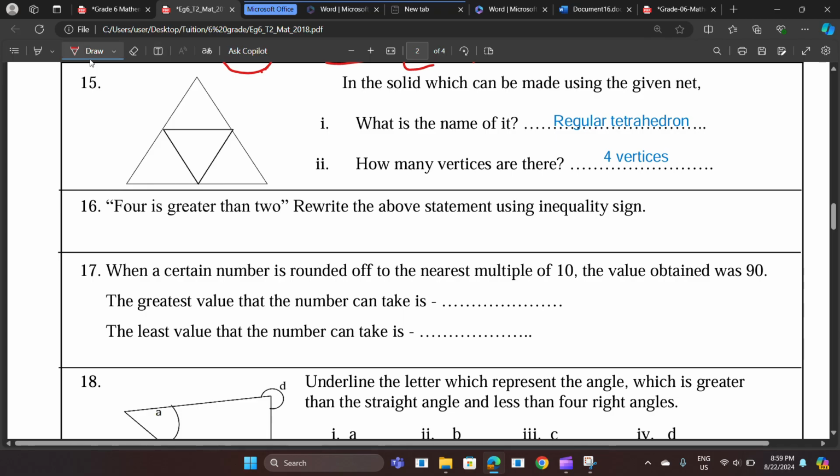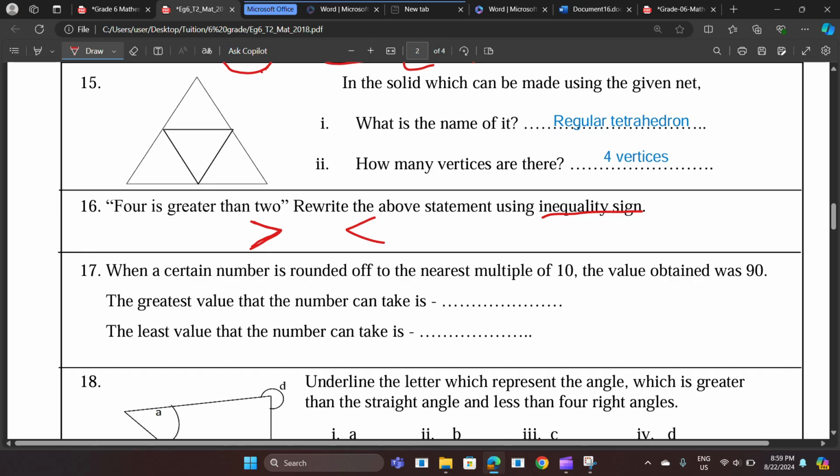4 is greater than 2. Rewrite the above statement using inequality sign. Okay, it is easy. Inequality sign. This is the greater than mark and this is the less than mark. We are writing the bigger number in this big side.